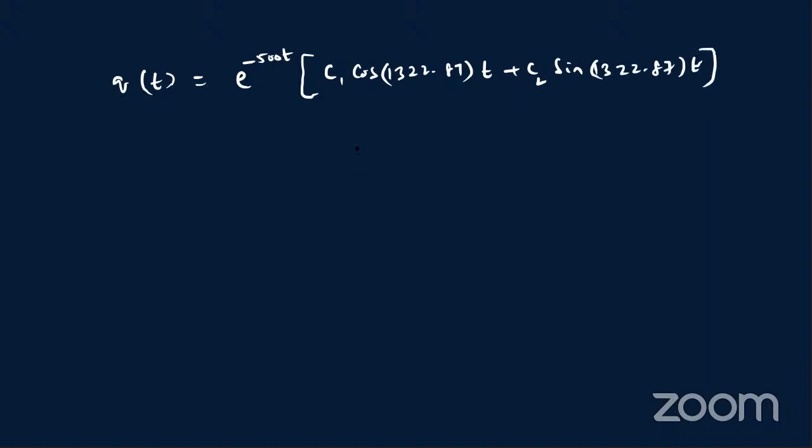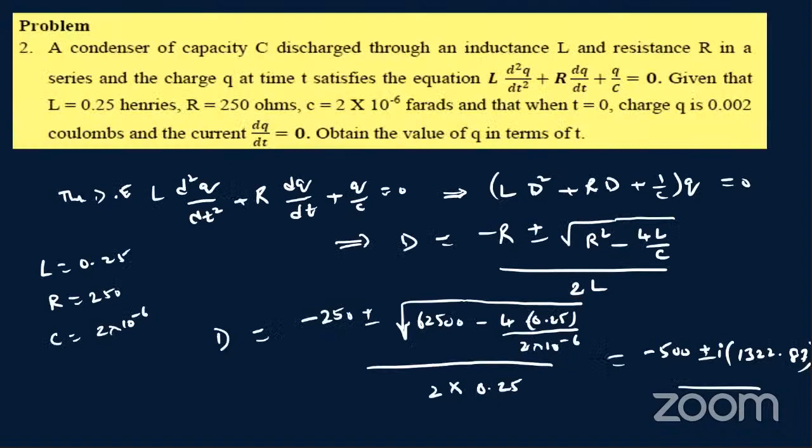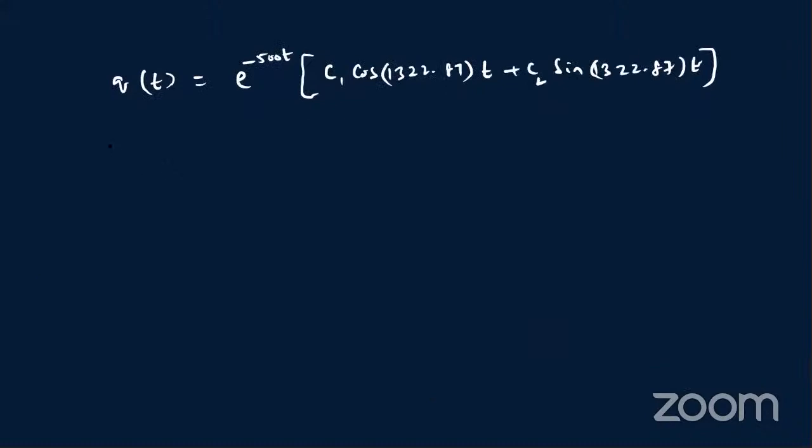Now we need to use the condition. Let me go back and show you the question. When charge Q is 0.002 and current dq by dt equals 0 initially, we need to find out the value of Q in terms of t. Therefore, given Q equal to 0.002, which we have not used so far, and dq by dt is also equal to 0 when t equal to 0. So when we substitute t equal to 0 in this, we'll be getting Q as 0.002 coulombs. And the differentiation of this charge Q is equal to 0 when t equal to 0. Let me do that.